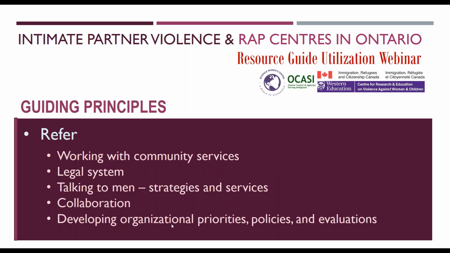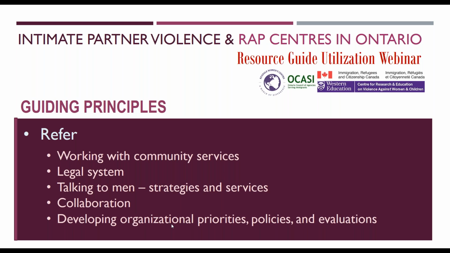And then the section related to referring. We've talked quite a bit about working with community services, and we've outlined a few primary ones like the Assaulted Women's Helpline, local shelters, and women's organizations. We talk about the legal system, so legal remedies and options for women. We included some information on talking to men, so strategies and services and potentially some challenges and also possibilities for responding and referring men in these situations.